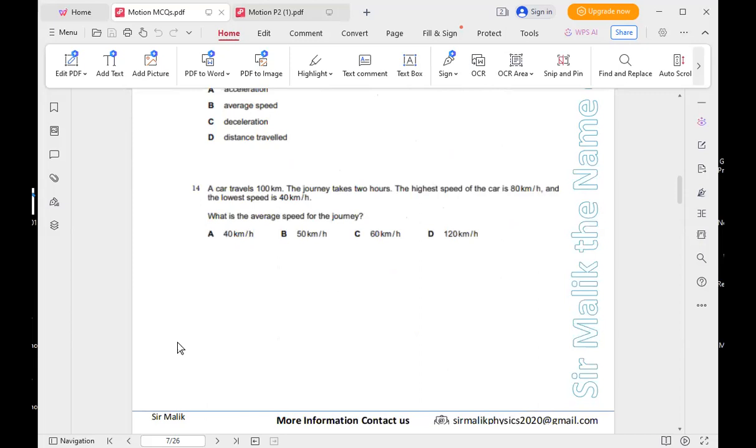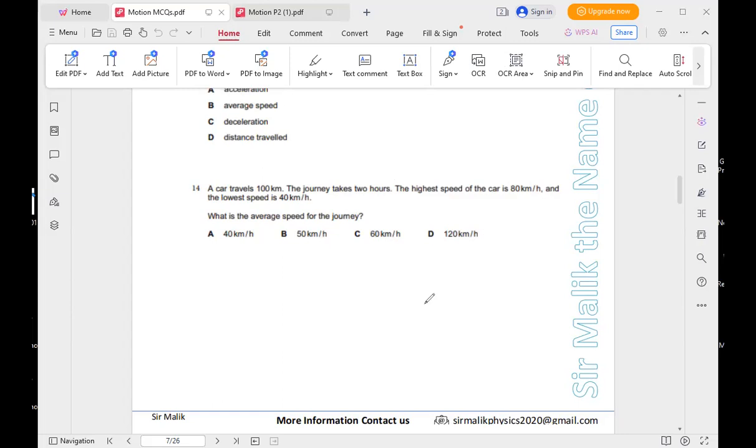Now the question number 14. A car travels 100 kilometer. The journey takes 2 hours. 100 kilometer covered in 2 hours. The highest speed of the car is 80 kilometer per hour. And the lowest speed is 40 kilometer per hour. What is the average speed of the journey? Average speed of the journey means to add these two, 80 plus 40 divided by 2.